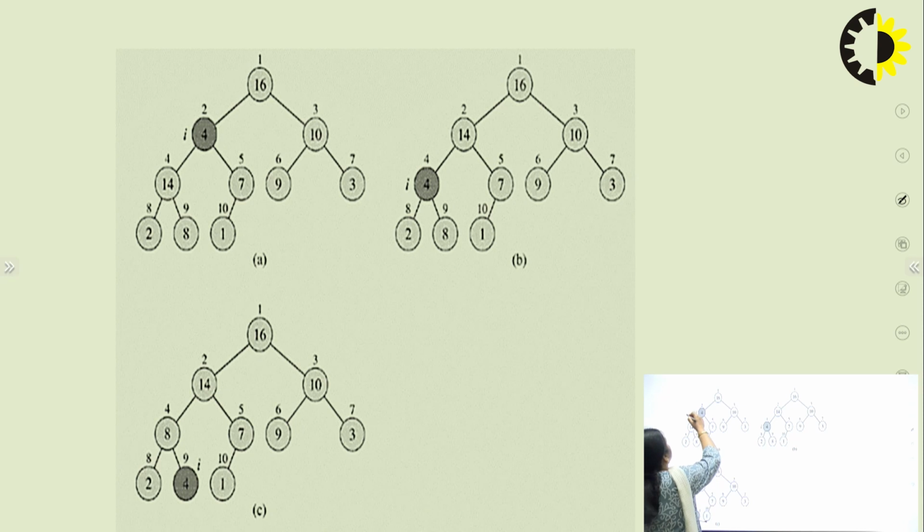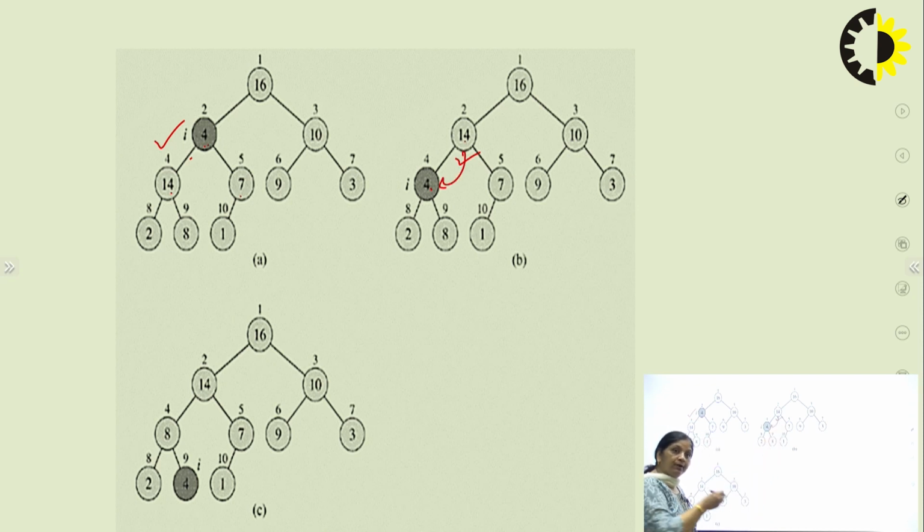Okay, so we can see this example. Here we have taken this index. The value at index 2 is 4. All others are following the max heap property, but 4 is violating. 4 is less than the child nodes 14 and 7. So we will find the maximum among these, which is 14. So 14 will go above and 4 will be exchanged with it.